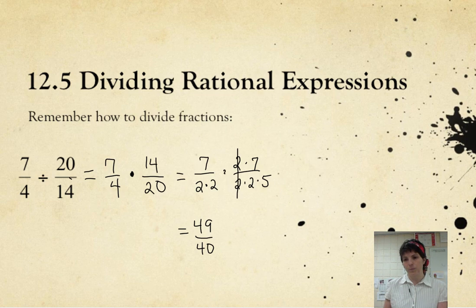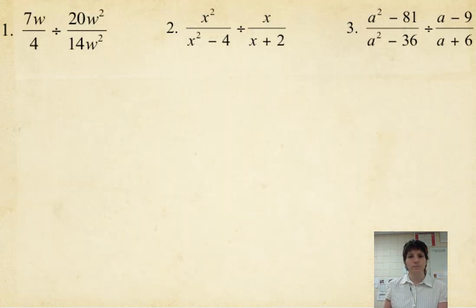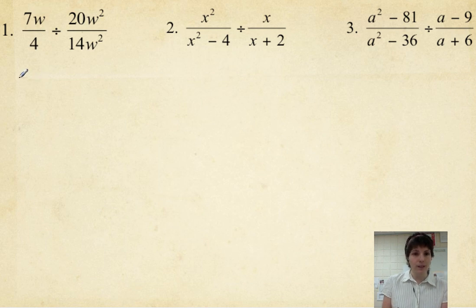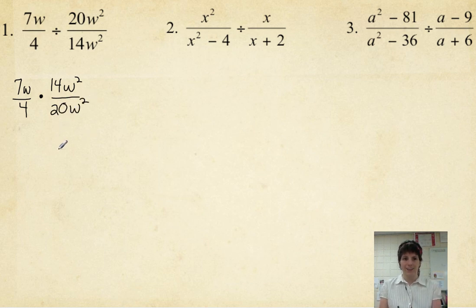Now, how do we apply that in practice to our algebra problems? In question number 1, you need to do exactly the same thing. So you take that first fraction, 7w over 4, and it's being divided by a fraction. Dividing by a fraction is the same as multiplying by its reciprocal. So multiply by the reciprocal. And once we have multiplication, now we can simplify.